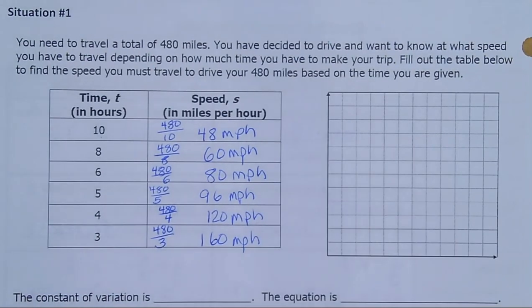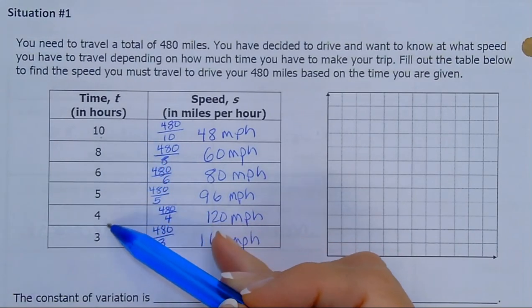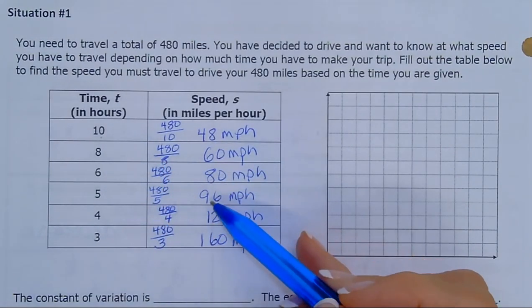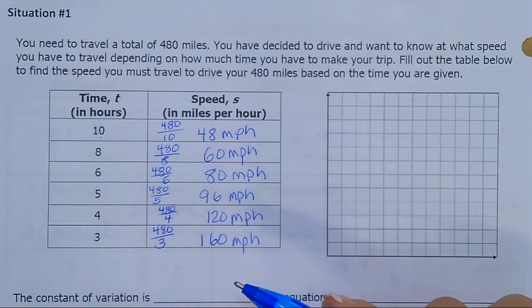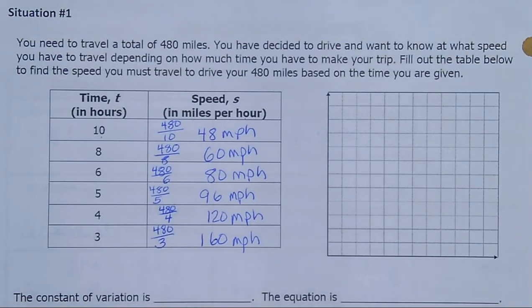All right, so let's see what this means to us. So I'm going to think about this. Now, as my number of hours is decreasing, my speed is increasing, right? So when we were talking about whether it is direct or inverse, we said that if one is increasing while the other is decreasing, that's what we've got. We said it's an inverse relationship, right? This is inverse variation, because as one is increasing, the other is decreasing.